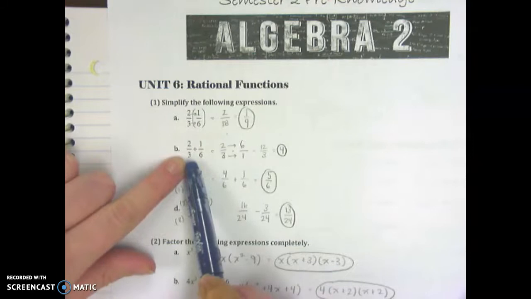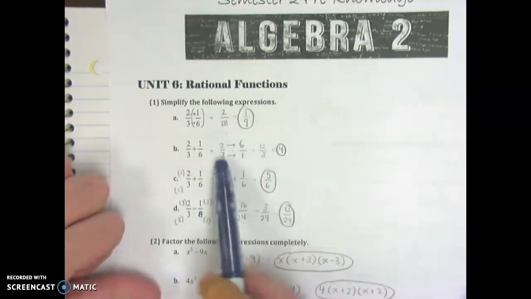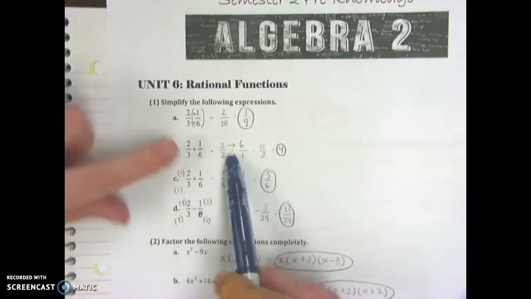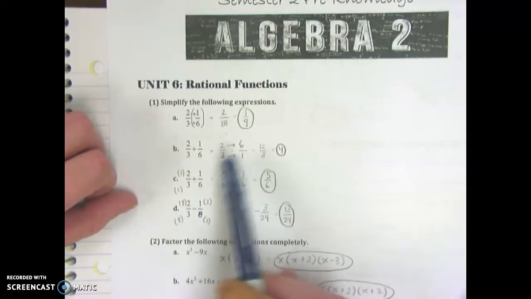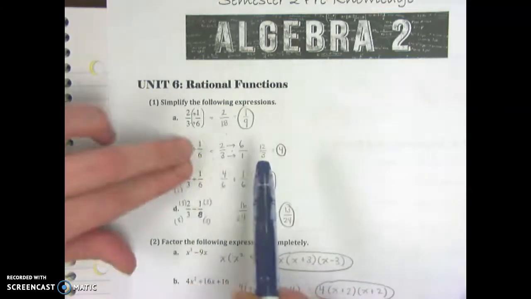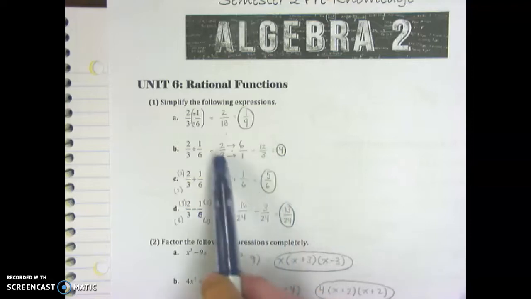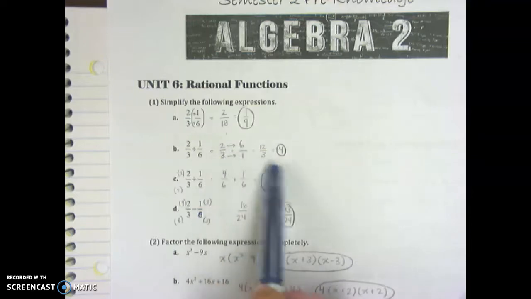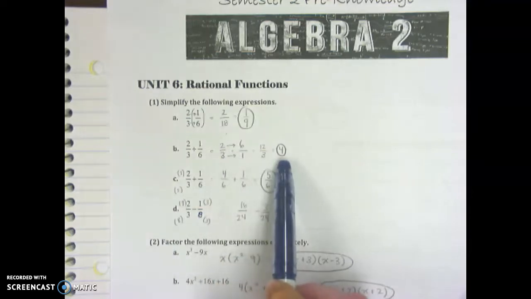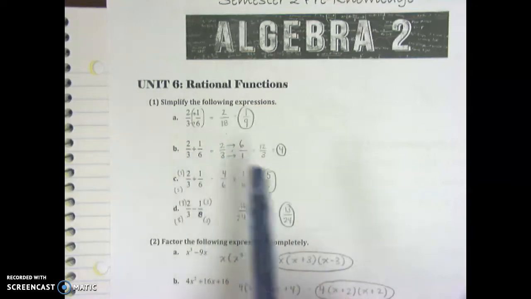Dividing 2/3 by 1/6 is the same as taking 2/3 times the reciprocal of 1/6. So 2/3 times 6/1. The reciprocal just flips the numerator and the denominator. And then you multiply straight across, just like when we multiplied rational expressions. So 2 times 6 is 12, 3 times 1 is 3. Simplified, we'll get 4. So again, when you divide rationals, you multiply by the reciprocal.